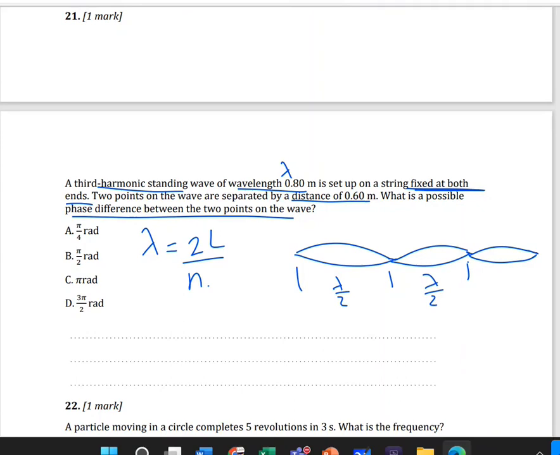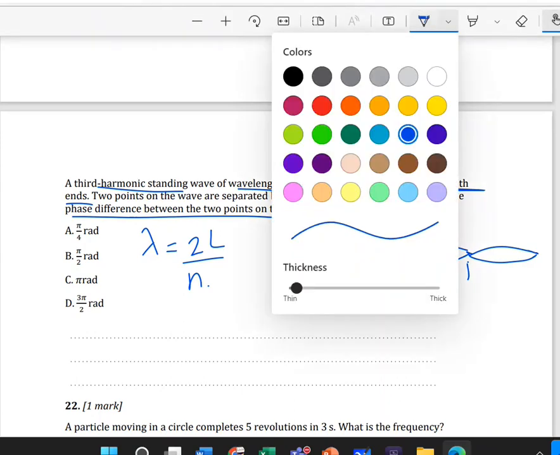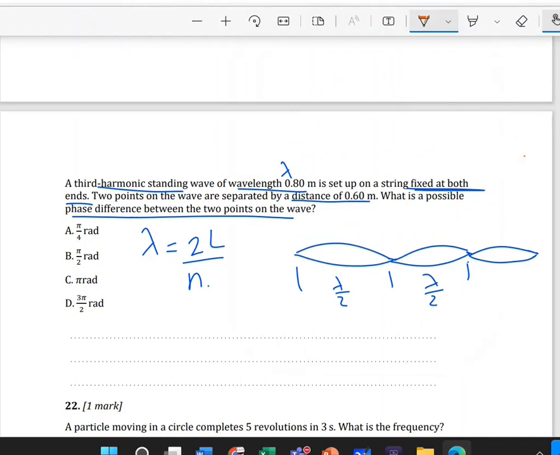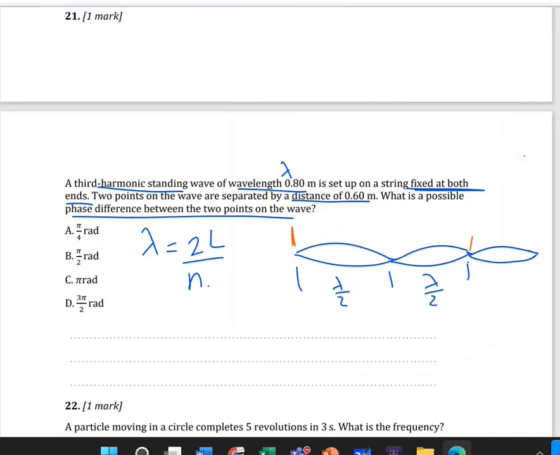So the distance from here till here, this is a full wavelength. So this distance is 0.8 meter.